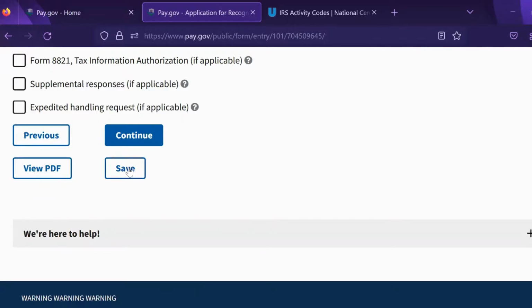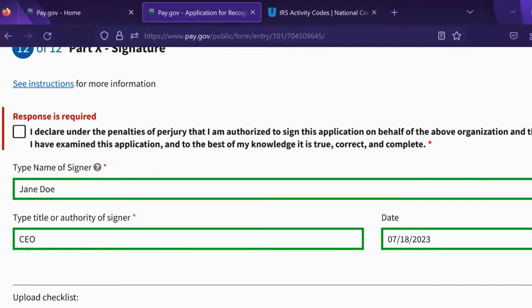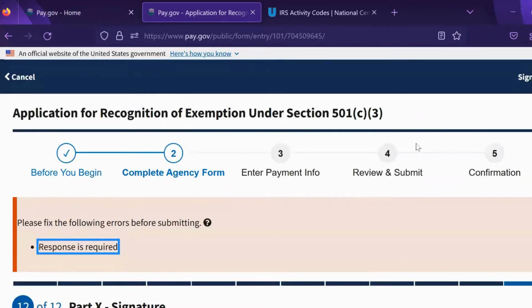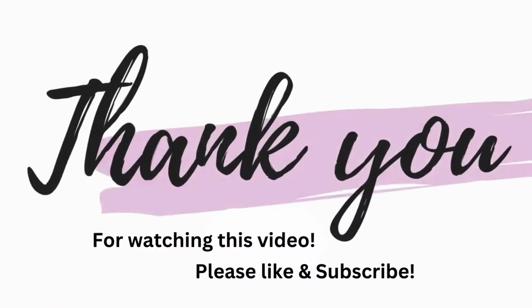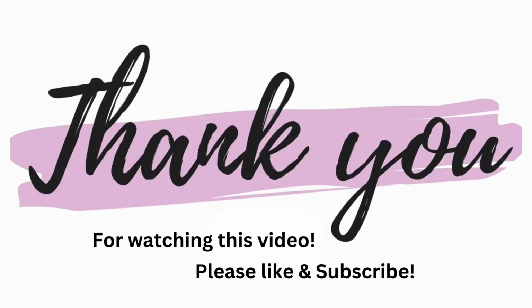And it does allow you to save. I would be careful to make sure that you don't lose all the information you submitted. Hopefully you have it written down in another place. But this concludes our training on completing a 501(c)(3) application for the year 2023, an online application, and this is the 1023-EZ. If you have questions, please leave them in the comments.